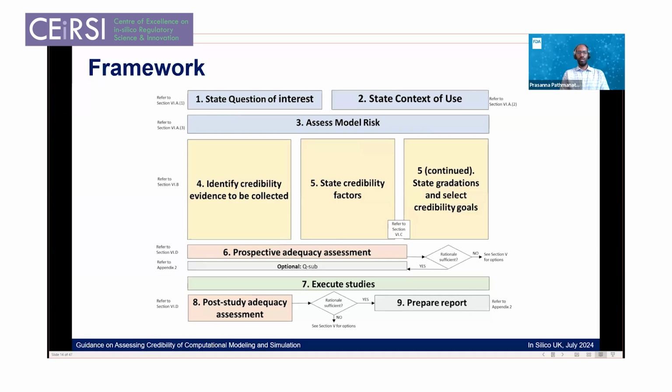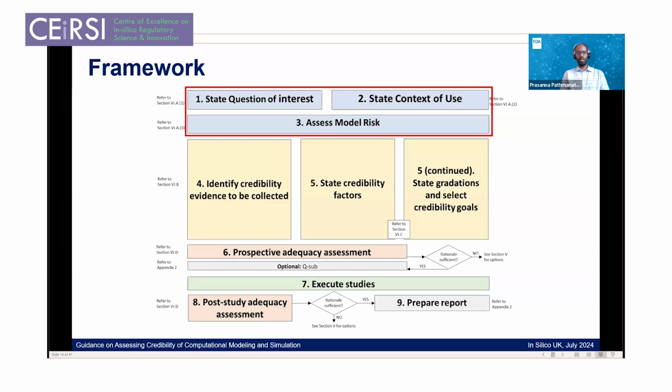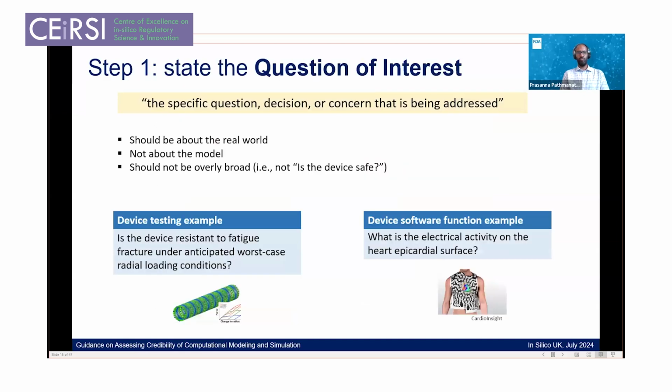That is a kind of new step that we introduced to ask manufacturers to provide an overall rationale for credibility. So let's start with these initial steps. First step is state the question of interest. We've already gone through this for V&V40, but the question of interest is, what is the specific question, decision, or concern that's being addressed?